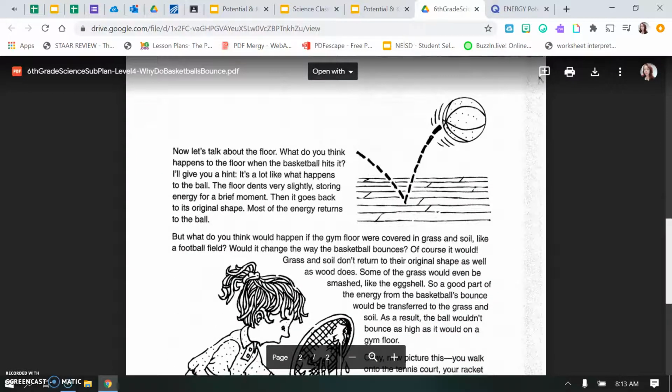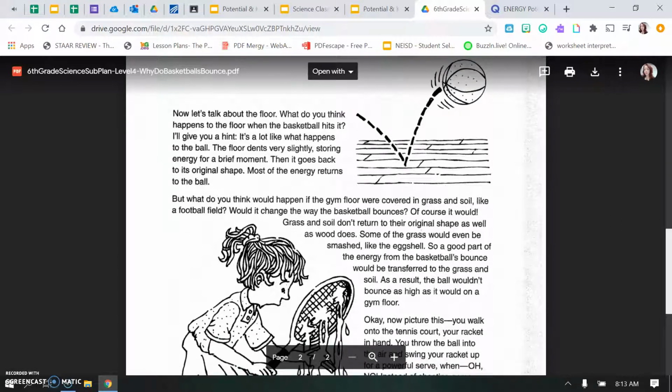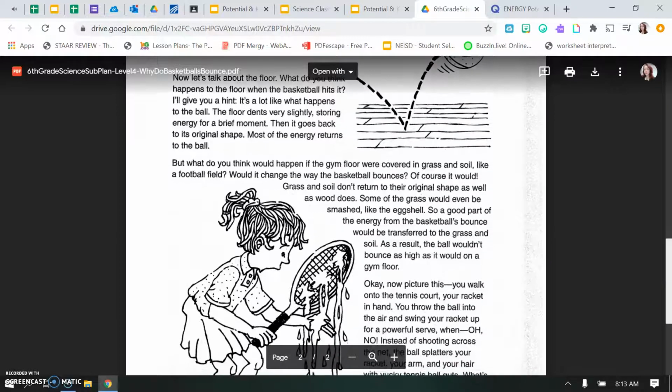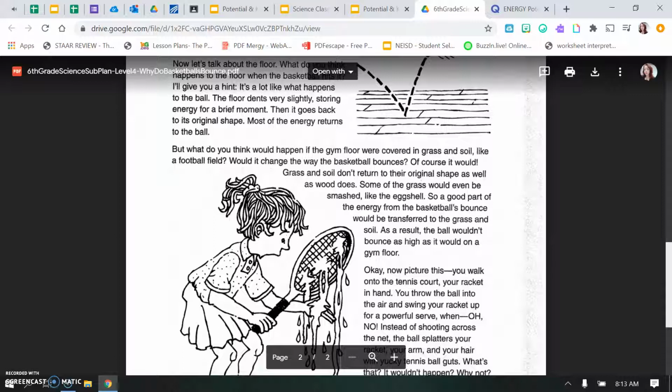Now let's talk about the floor. What do you think happens to the floor when the basketball hits it? I'll give you a hint. It's a lot like what happens to the ball. The floor dents very slightly, storing energy for a brief moment. Then it goes back to its original shape. Most of the energy returns to the ball.